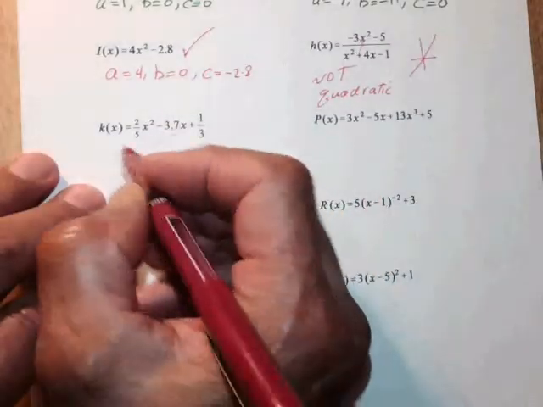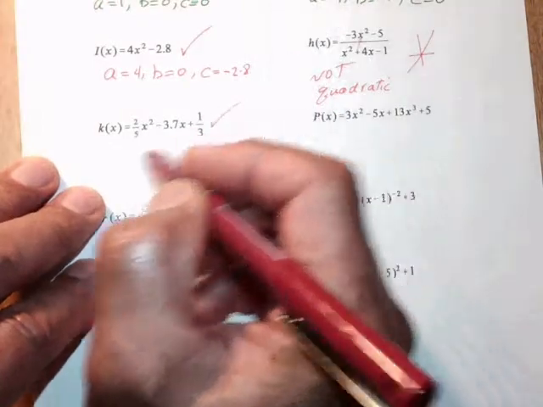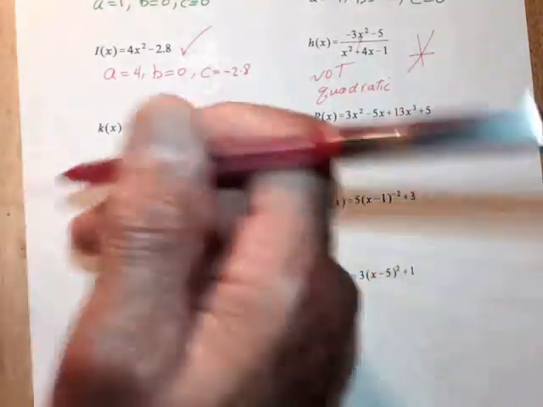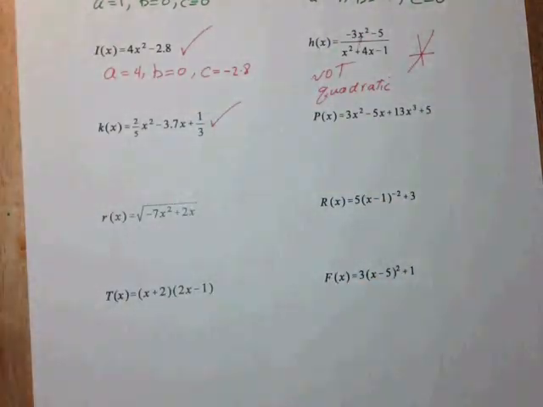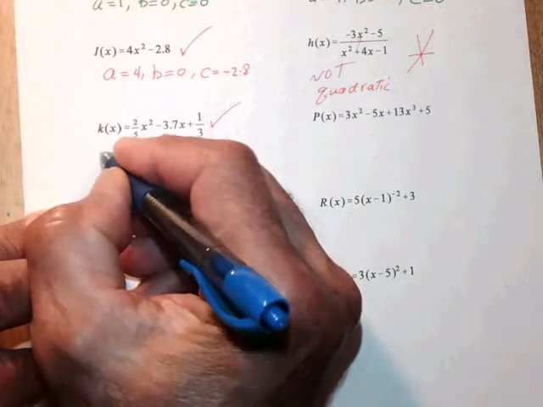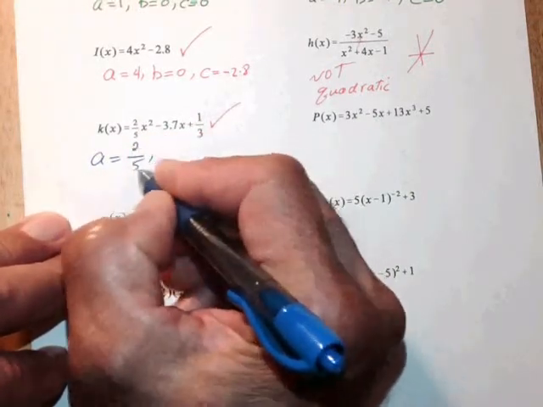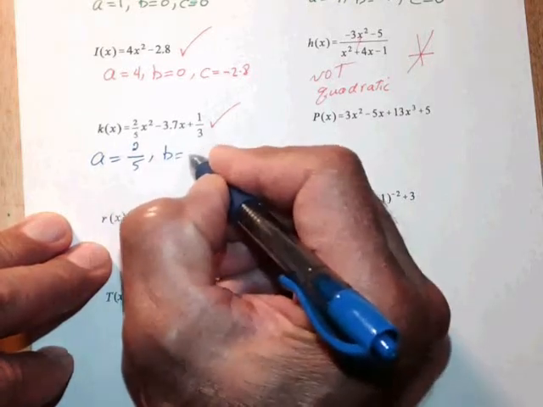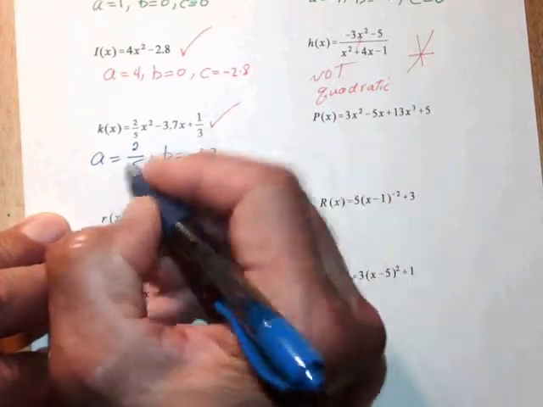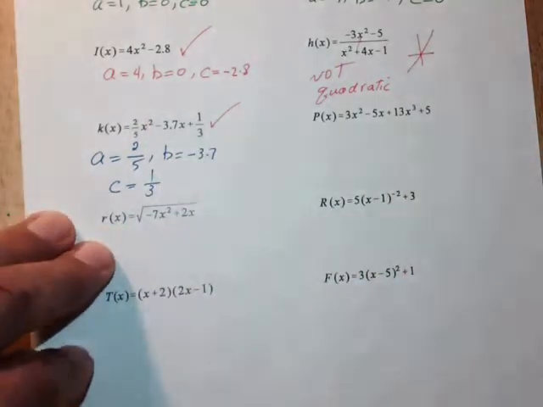This one is quadratic, so check mark. Use a different color here. I think this is blue. A is 2/5, B is negative 3.7, and C is 1/3. Okay.